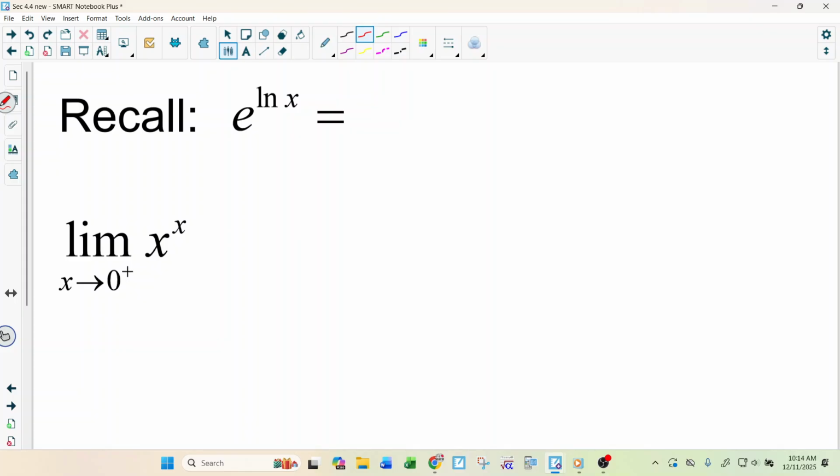We had this rule with e to the natural log. If you go back, this is how we found the derivative for exponentials and natural log with this technique. So if we have e to the natural log of x, that is just equal to x. Or if I have x cubed, that is equal to e to the natural log of x cubed. That's just a rule of exponents and logarithms and exponentials. Now, why would we do that?